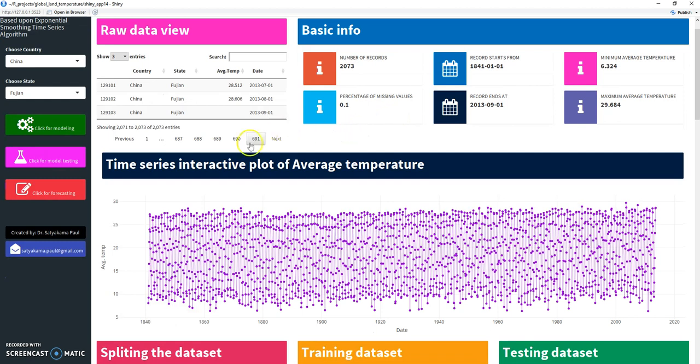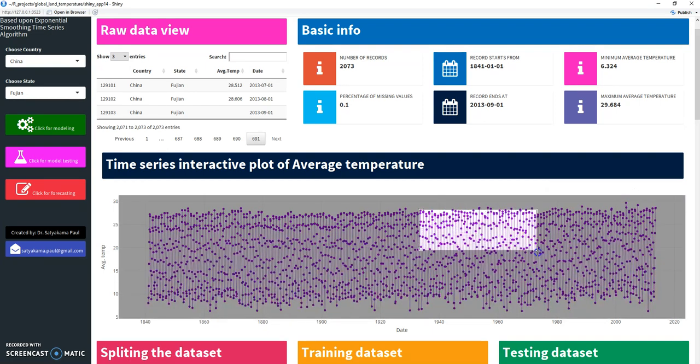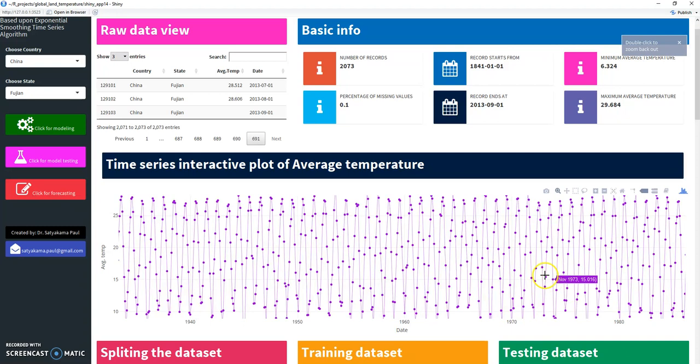So next look at the interactive time series plot of average temperature. As you can see over here, this is a plotly diagram that has been built in R-Shiny, and as you hover over the graph, you can see the temperature change with respect to the months. If you want to zoom in and have a better view, you can also do something of this sort, and you can see the zoomed in view of this interactive time series plot.